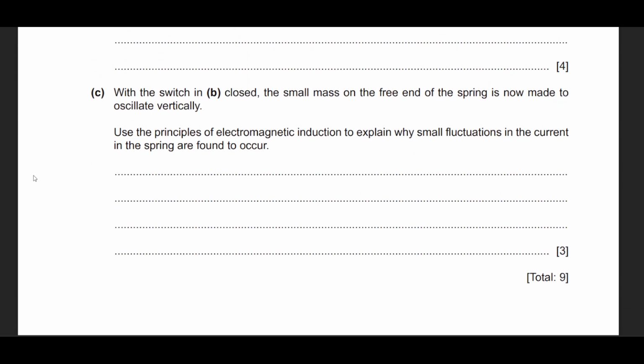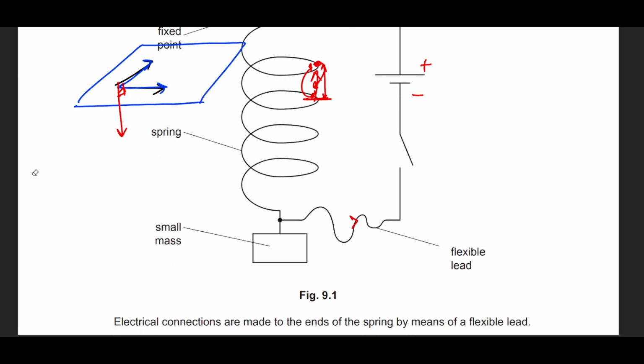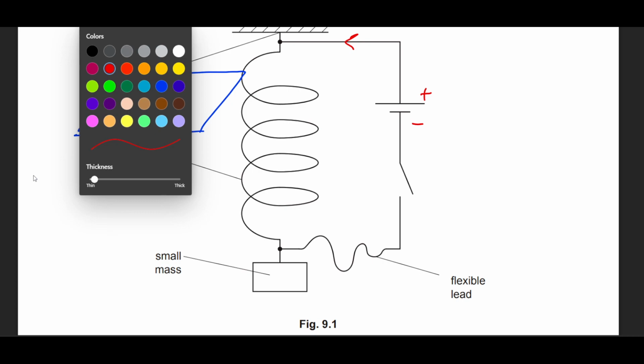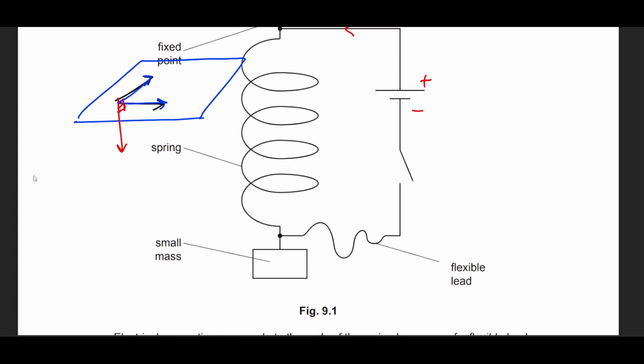So it says when switch B is closed, the small mass on the free end of the spring is now made to oscillate vertically. Using the principle of electromagnetic induction, fluctuations in the current in the spring are found to occur. Why is this happening? What's going to happen is this is going to oscillate vertically. If this vertically oscillates, then just look at this one conductor. What is this one conductor going to experience?